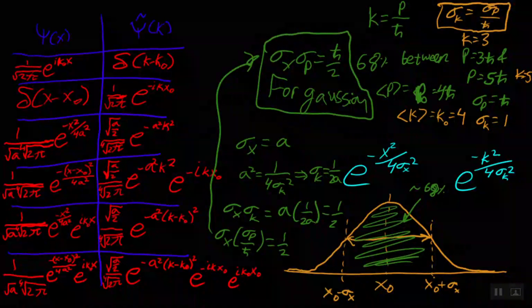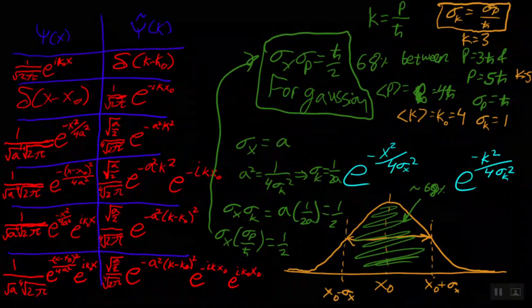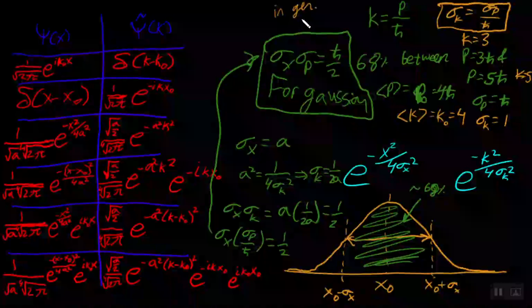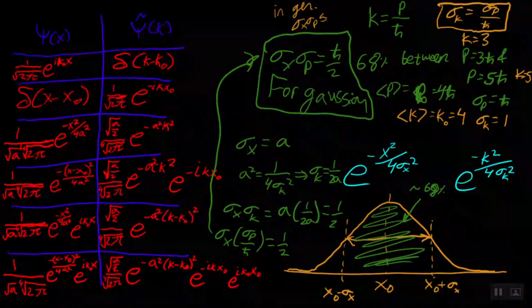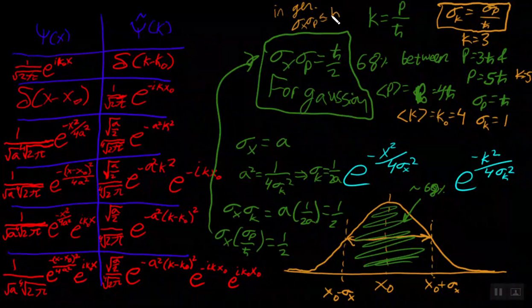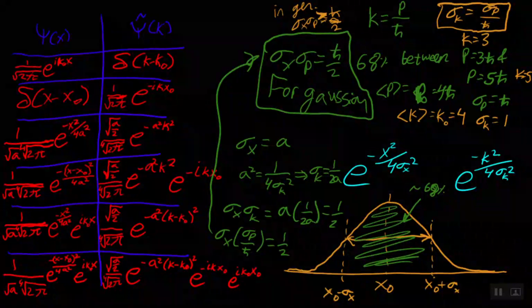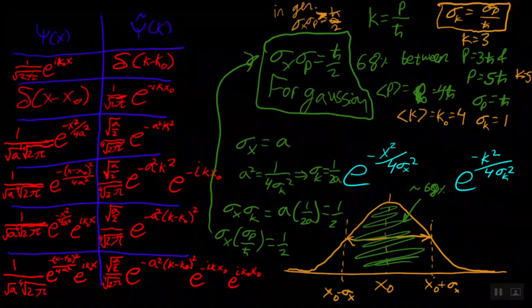And in general, σx σp is, or sorry, it's greater than or equal to ħ over 2. And so we call the Gaussian the minimum uncertainty wave function, or sometimes the minimum uncertainty wave packet. And we'll talk about wave packets later.